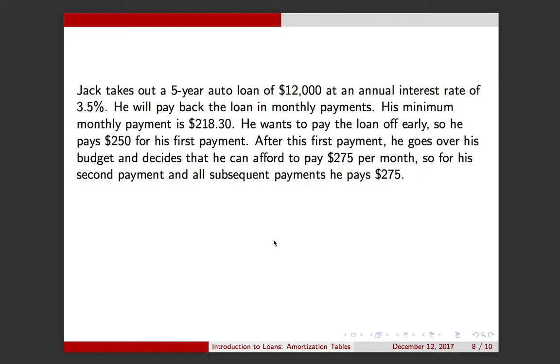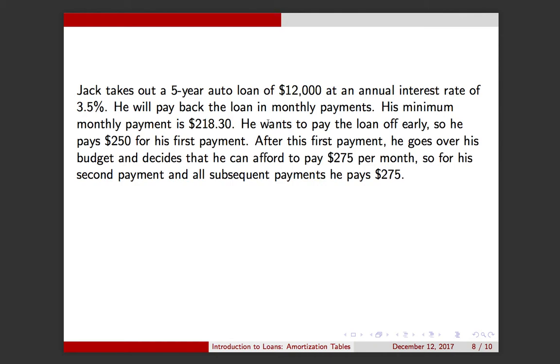But whenever you take out a loan, that payment amount there, that $218, it's a minimum, but you can pay more than that if you want to. If you pay more than that every month, the result will be that your loan ends early, so you actually won't have to pay for 5 years. So let's just see a scenario like that.